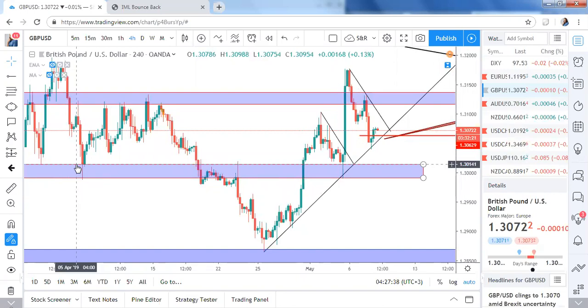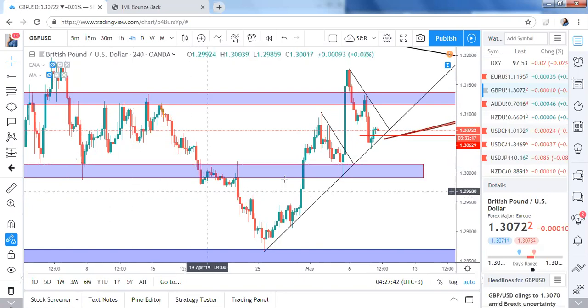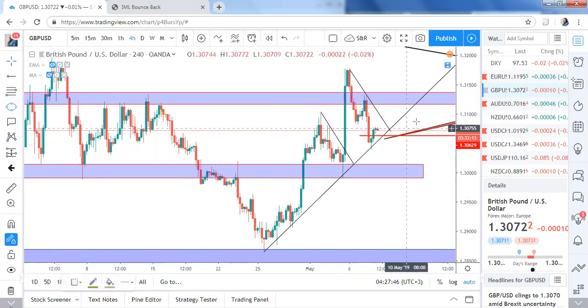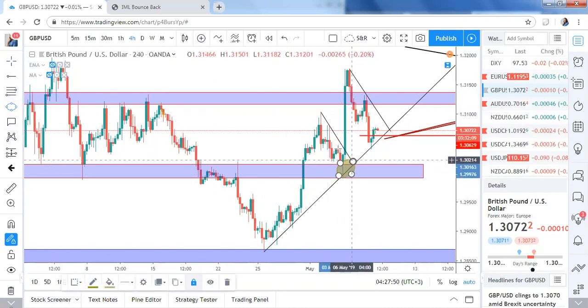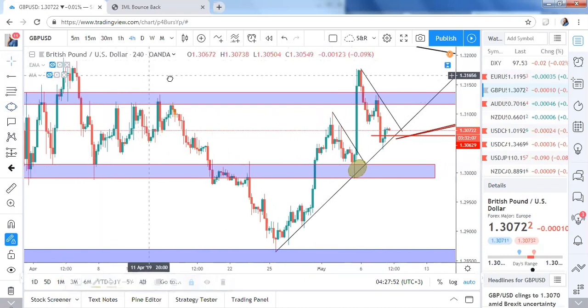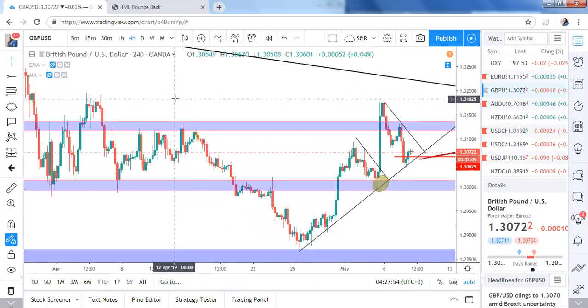A lot of you would have heard me talking about confluence before. So this is an area of confluence, and I'm going to explain what confluence is. So right here is an area of confluence. And what that means is that we have two types of traders in the market. We have support and resistance traders, and we have trend line traders.